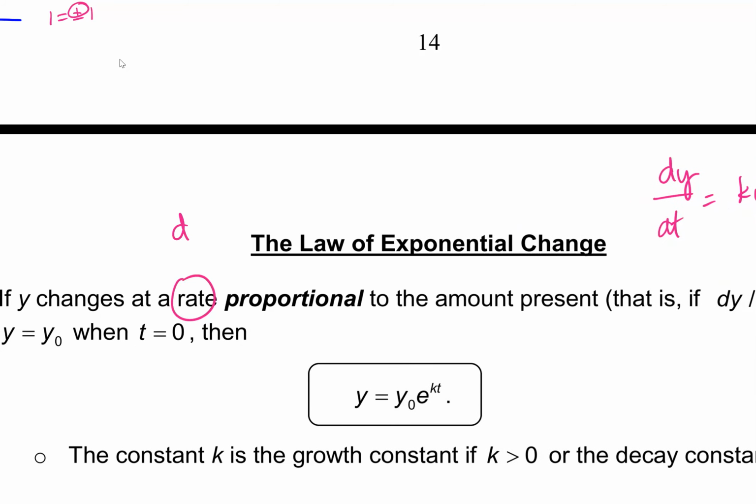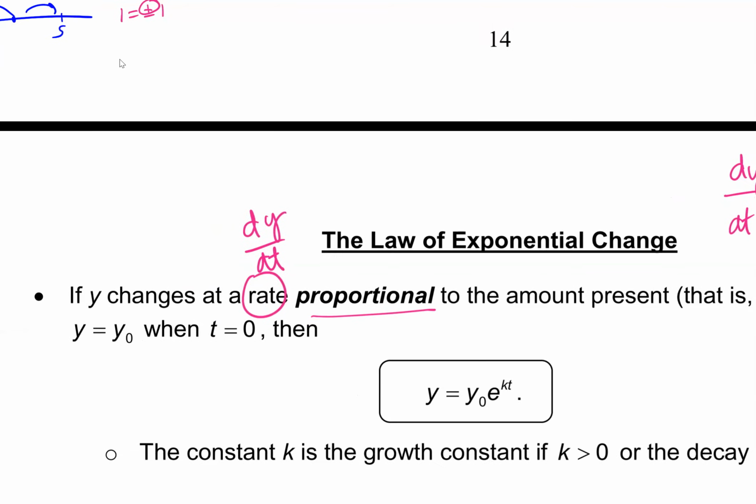Our rate is our dy/dt, proportional to the amount present. A big useful example right now is there's a direct proportionality between how many people are infected with coronavirus and how many people are getting sick. The more people that have it, the more people are going to get sick. It's this exponential growth. There are lots of videos out there you can look at.